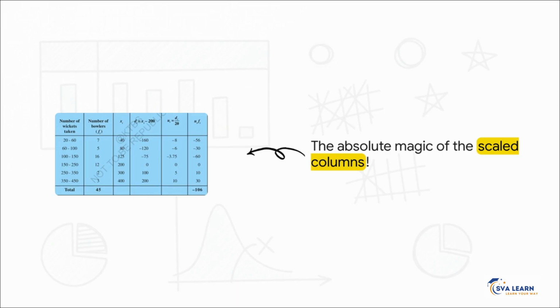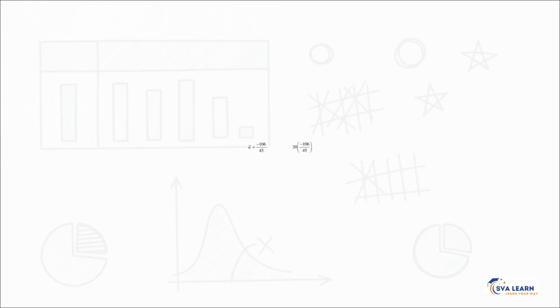7 times minus 8 is minus 56. 5 times minus 6 is minus 30. What used to be a horrifying 3-digit multiplication nightmare is now something you can literally do effortlessly in your head. To finish the puzzle, we just have to undo the scaling cheat code we used.